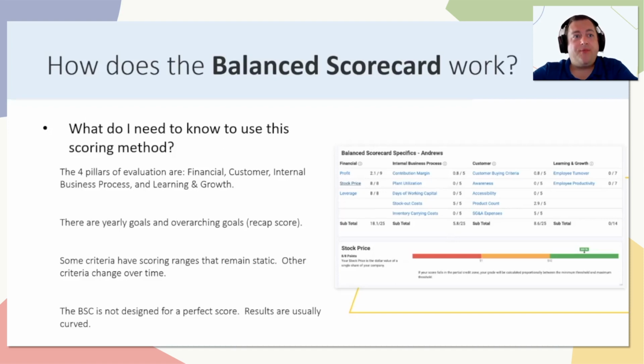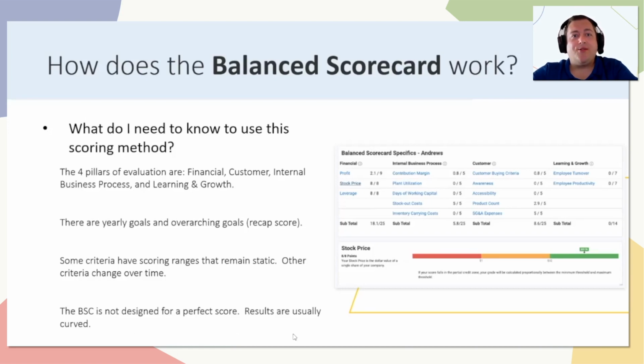Last note here, the balanced scorecard is not designed for a perfect score. Results are usually curved, and that's because the average team usually only earns about 65% of the points available on the scorecard. So when I use the scorecard for grading, let's say I make the simulation performance 10% of the course grade. I'm going to give the high performing team the full 10 points. Second place is probably going to get 9.5. Third place would get 9 points, etc. That's the balanced scorecard in a nutshell.